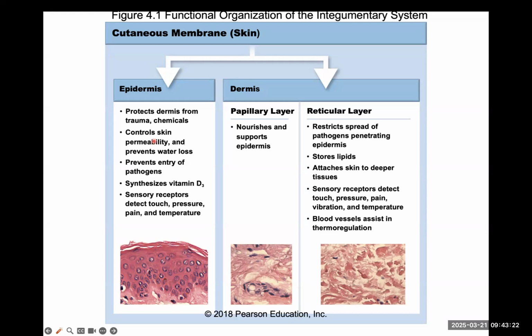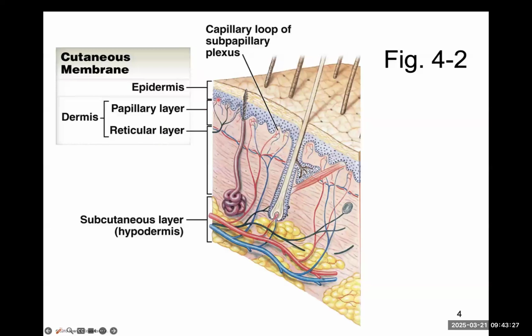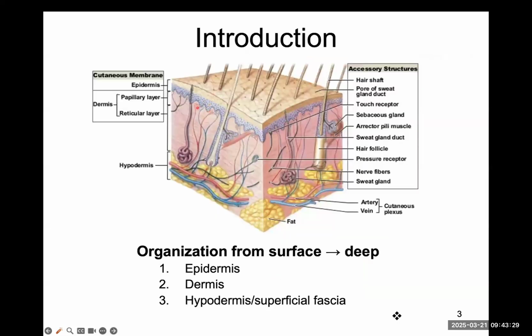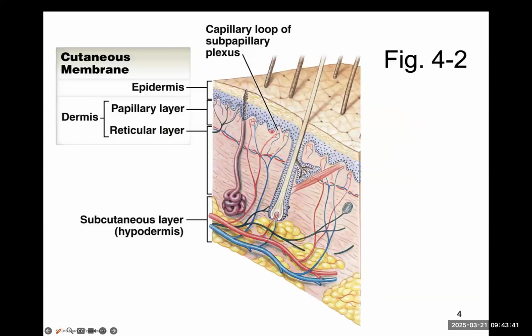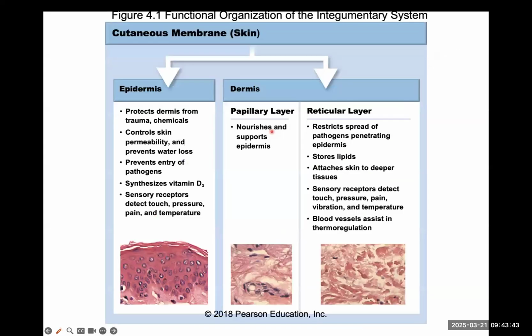You have sensory receptors. So going back, these are some of the sensory receptors. It says touch receptor. There are glands. So here, up here, you have the touch receptor. Okay, and those sensory receptors help you feel the world around you.